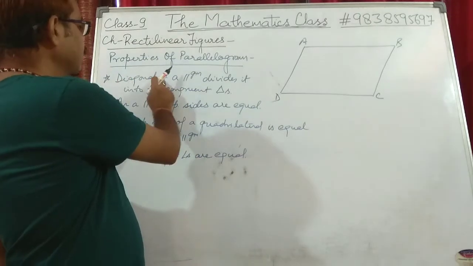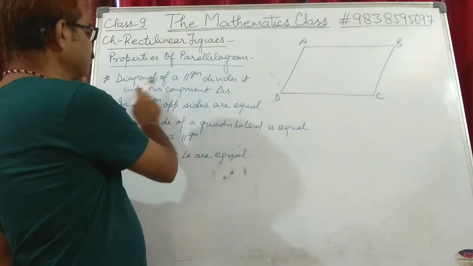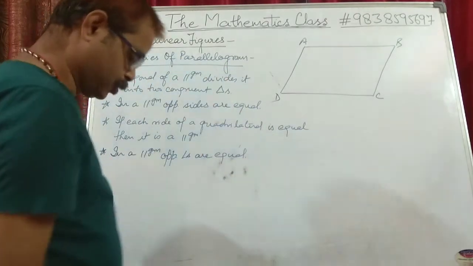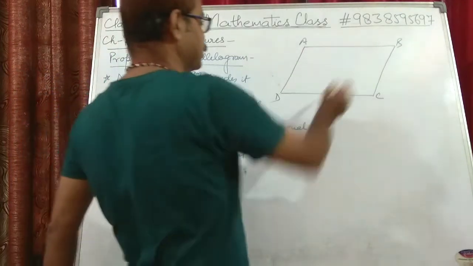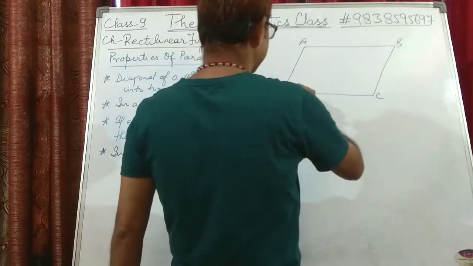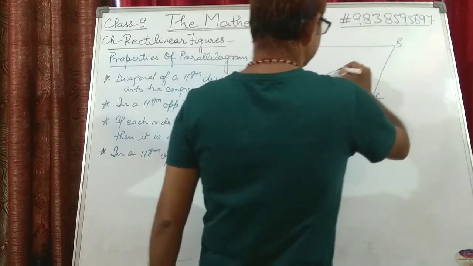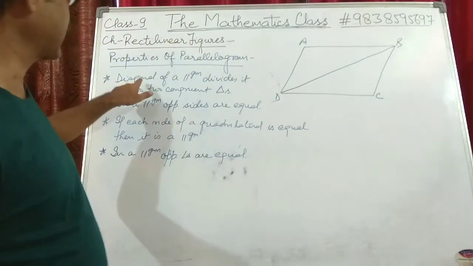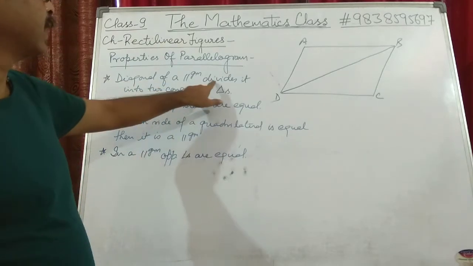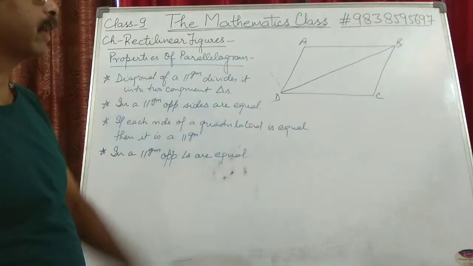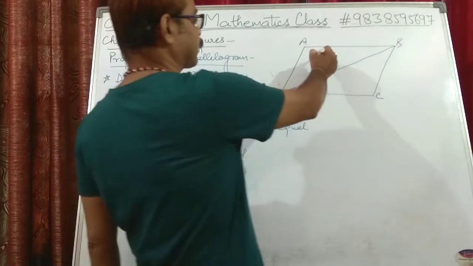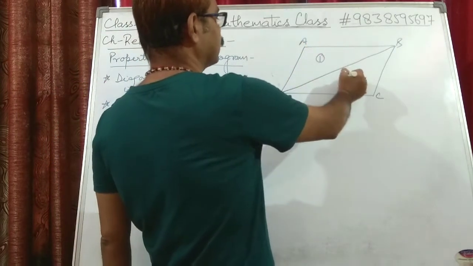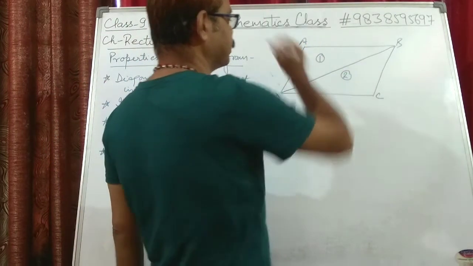First thing is the diagonal of a parallelogram divides it into two congruent triangles. So here I have made a parallelogram ABCD. I am joining one of its diagonals, so let's say this is the diagonal DB. Now they say the diagonal of a parallelogram divides it into two congruent triangles. It means I have to prove that triangle 1 and triangle 2 are congruent to each other.